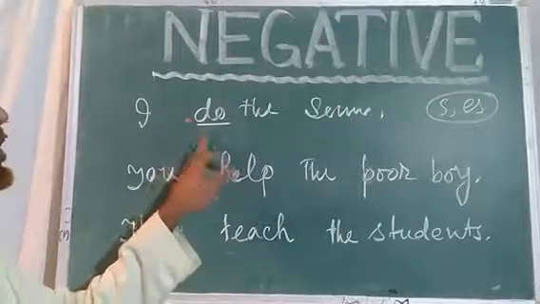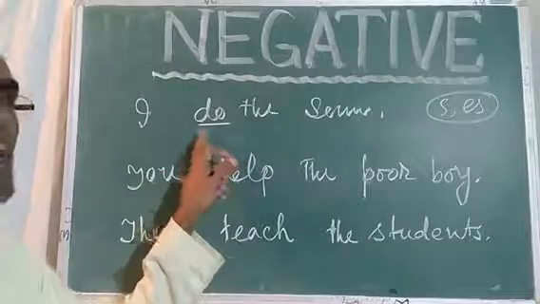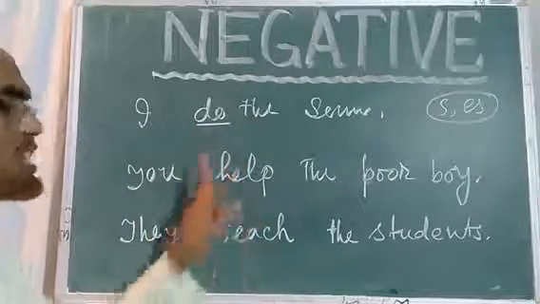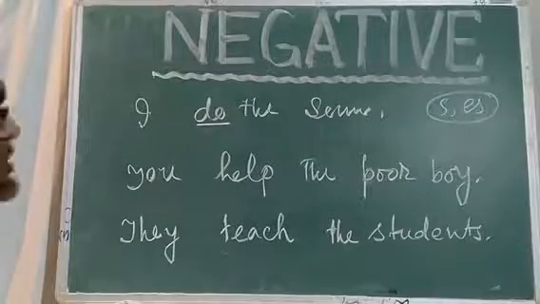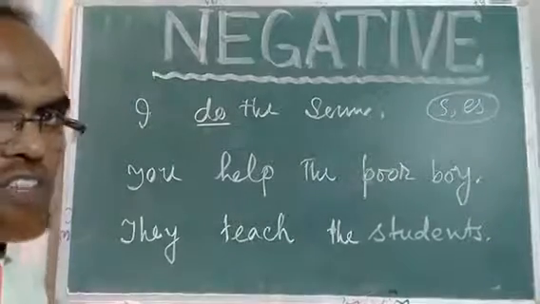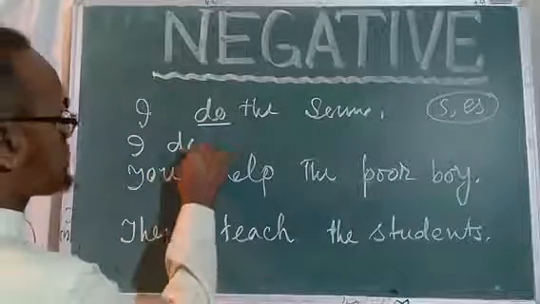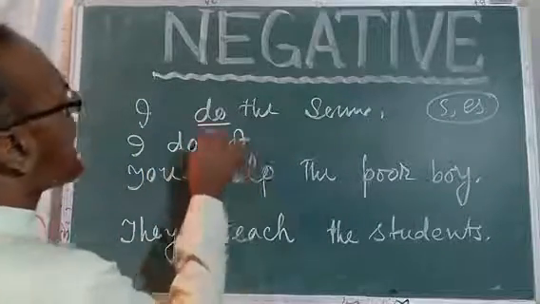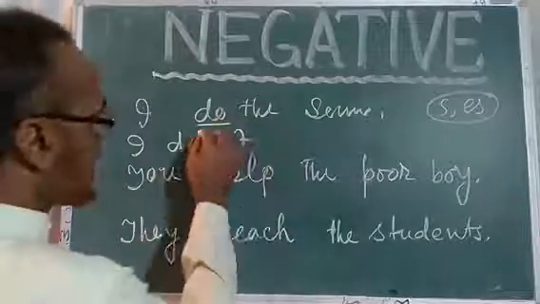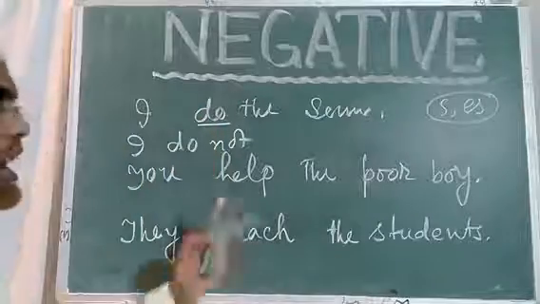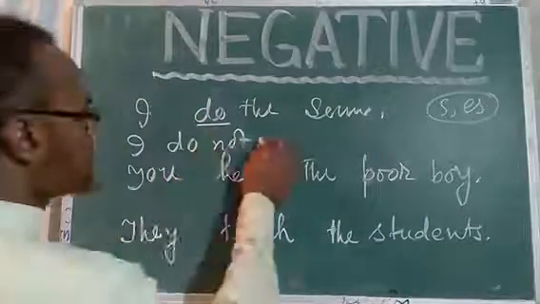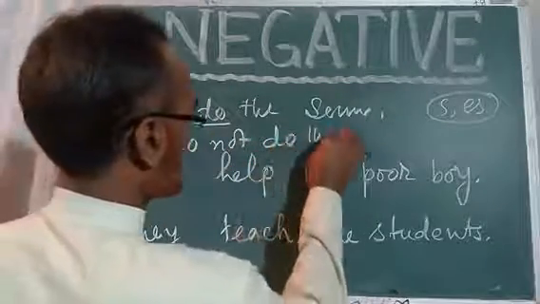If we find a verb without s or es, then we have to add do not just after the subject and before the verb. That is, I do not, and after do not we have to write the main verb of the given sentence. I do not do the sum.